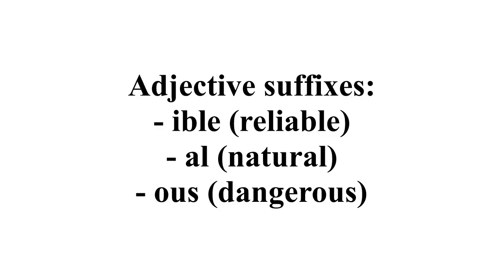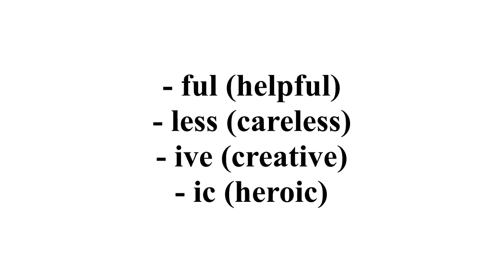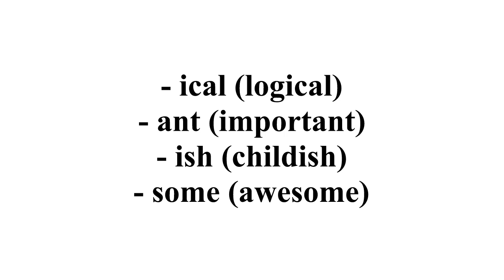So let's move on to adjective suffixes. IBLE, reliable. AL, natural or national. OUS, dangerous. FUL, helpful, careful. LESS, careless. IVE, creative. IC, heroic, logical. ANT, important. ISH, childish or foolish. So these are all examples of adjectives.